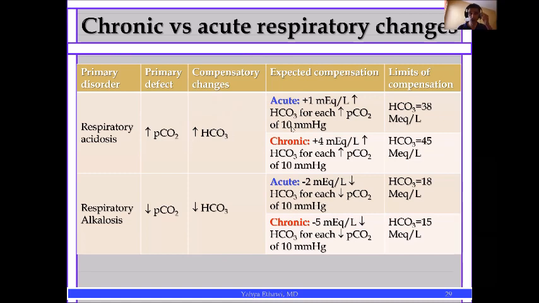And if that's incorrect, there is no such relation. Let's say you have plus 2 milliequivalent of bicarb and only 10 change, then the other 2 is metabolic. So this is very important to know when you compensate. While when you are chronic, it's better. It's getting experience. The bicarb has more experience now. So it can give 4 millimole for each 10.